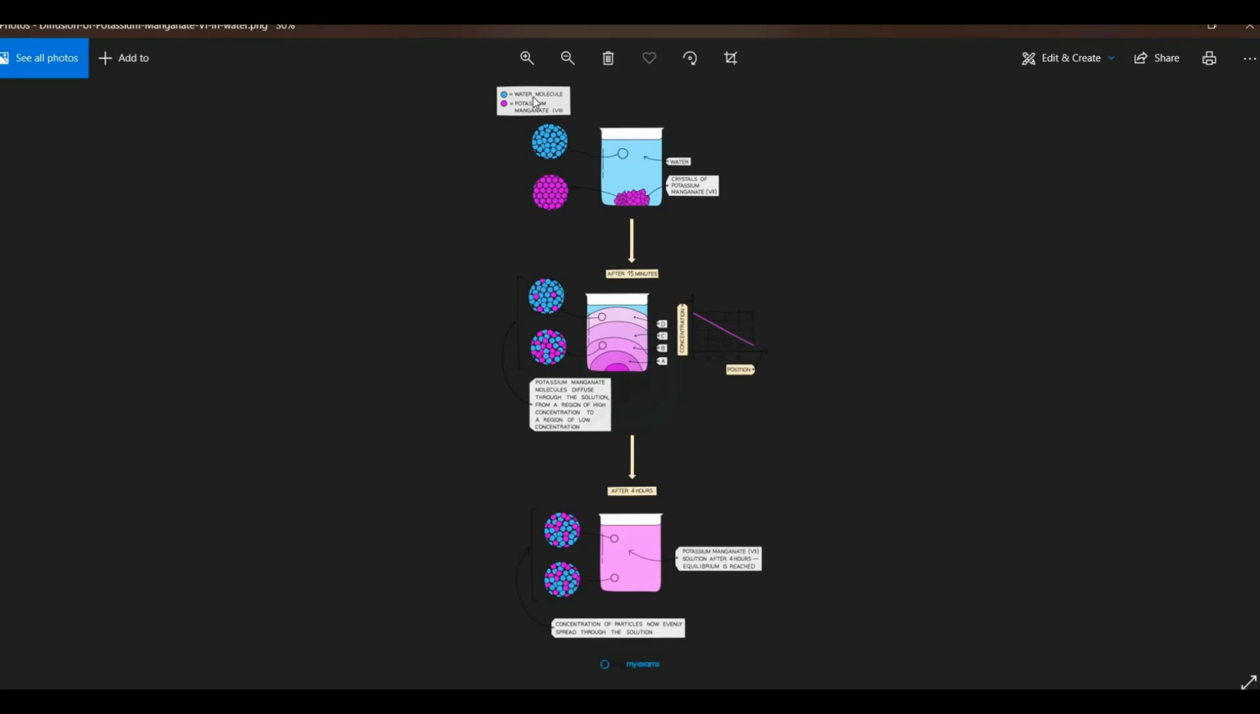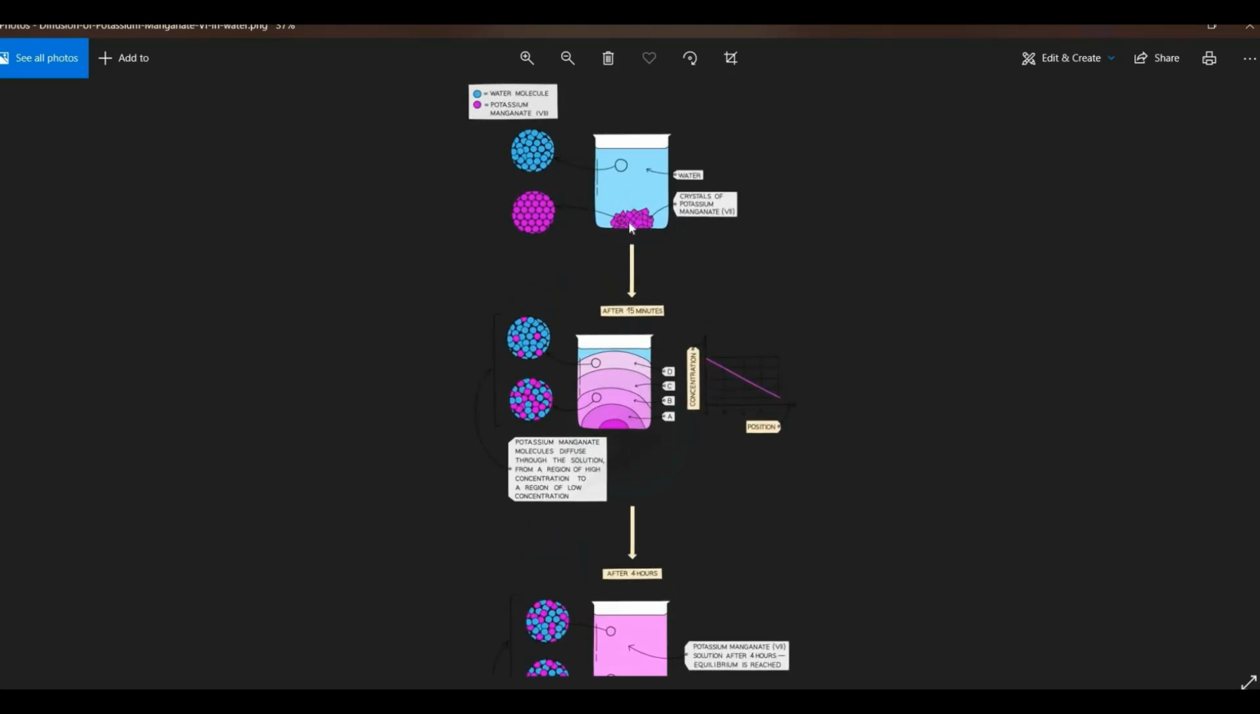What will happen? Potassium manganate(VII) particles will diffuse slowly through the solution from a region of high concentration to a region of low concentration. Now you can see here clearly, at this point there is a high concentration of crystals of potassium manganate(VII), and nowhere else is there any concentration of potassium manganate. So we can see clearly diffusion is happening here. The crystals of potassium manganate(VII) are diffusing through the water from a region of high concentration to a region of low concentration.